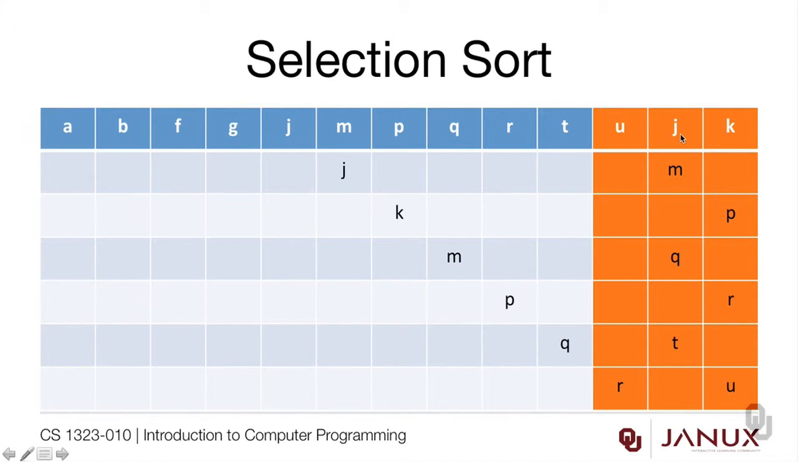So now a swap needs to occur. So we swap J here and M there. Next, we need to go to P. We can see that P is smaller than K, and so K and P get swapped. And this process continues all the way through. Now, when we get right down to the end, you'll notice the last two are already in the correct position, so no swaps occur. So essentially, once we start swapping, we're going to be doing a lot of swapping.